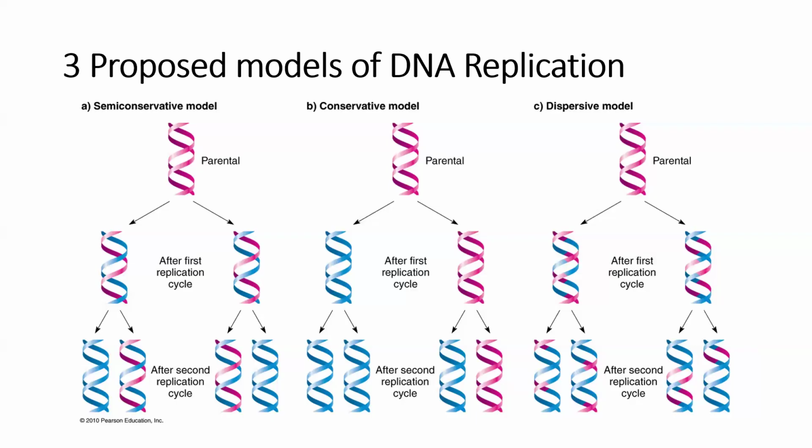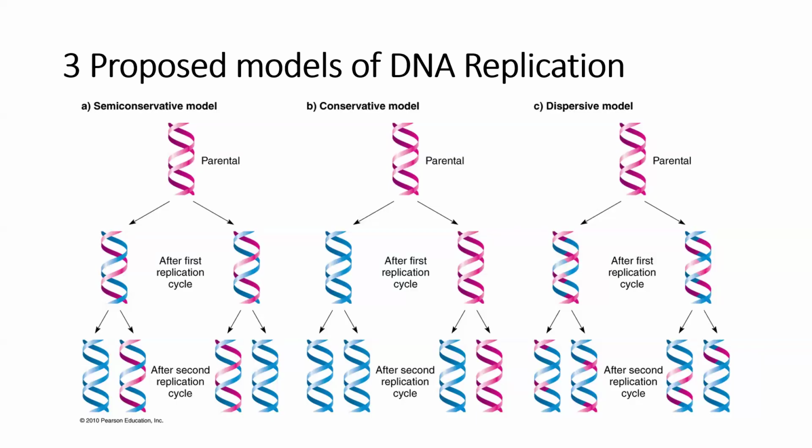Conservative is you keep the original, and then you copy it. Dispersive, you are not really separating the strands like semi-conservative, but you take bits and pieces of it, and then you build bits and pieces of it. And in the end, it's a mix of old and new all over the place, right? Do you understand the three models and how the picture is related?